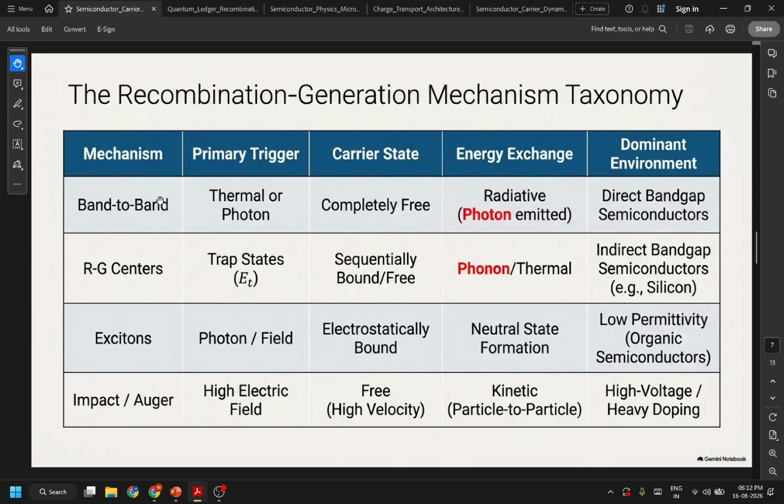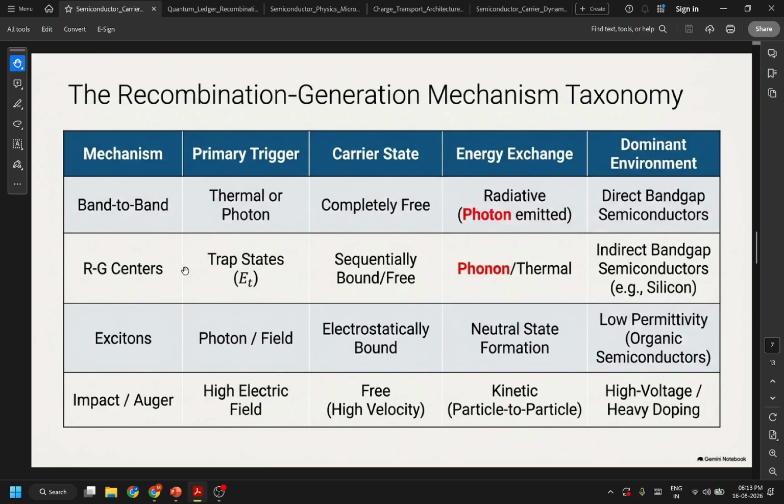So you have band-to-band generation recombination, which can be triggered by thermal energy or photons. Here the carrier states are completely free and the energy exchange is radiative, that is, a photon is emitted, and this is dominant in direct bandgap semiconductors.